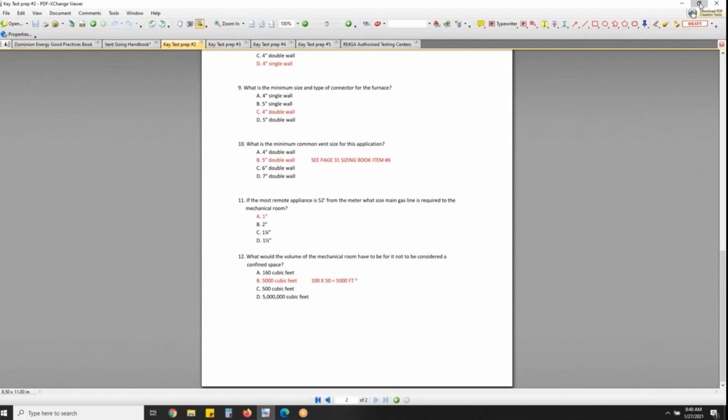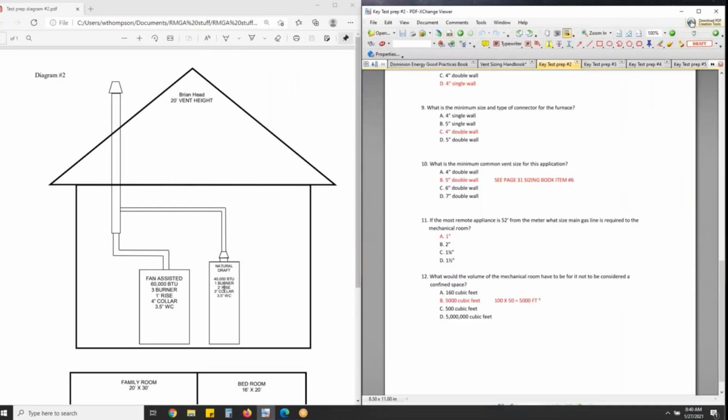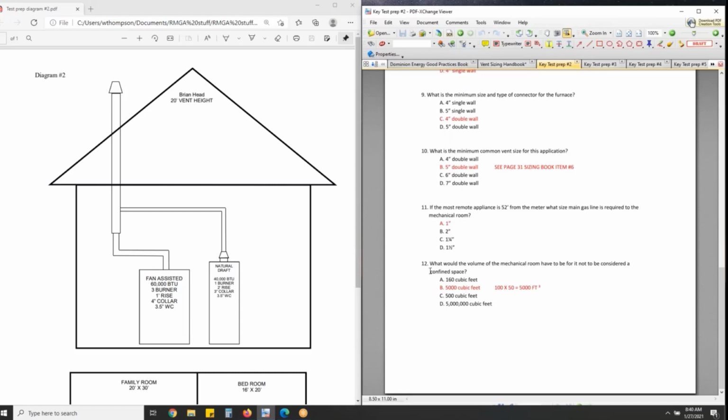Again, they're asking you to the mechanical room, feeding both appliances. So when they say mechanical room, how much to all the appliances? Everyone should have got A. And number 12, what would the volume in the mechanical room have to be for it not to be considered a confined space? We'd need at least 5,000 cubic feet.